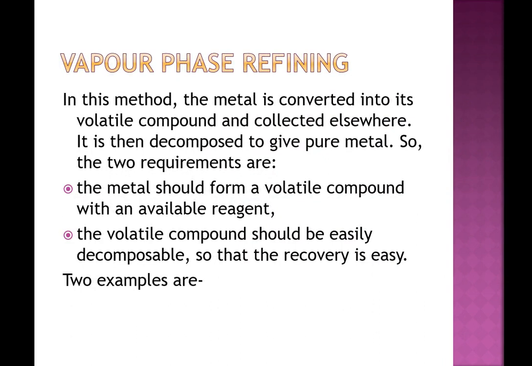Vapor phase refining. In this method, metal is converted into its volatile compound, collected elsewhere. It is then decomposed there to give pure metal. Means two requirements are there. Number one, the metal should form a volatile compound with a reagent. And number two, the volatile compound should be easily decomposable so that recovery is easy.